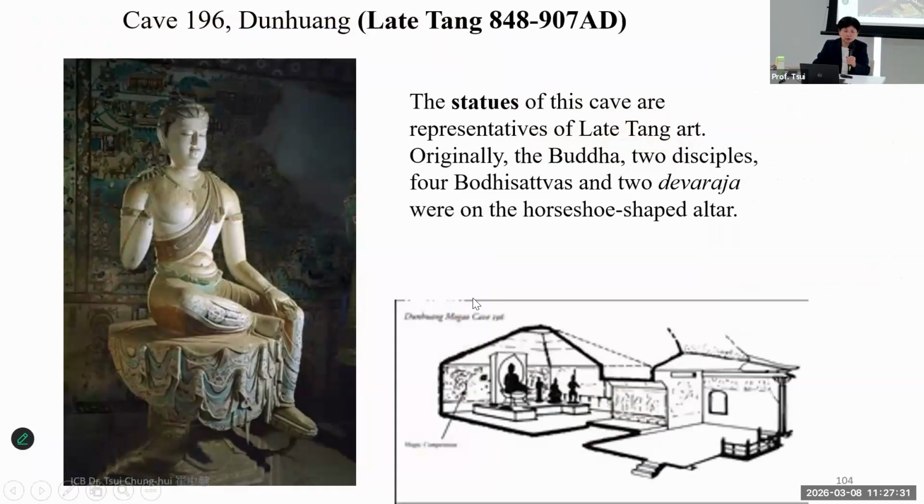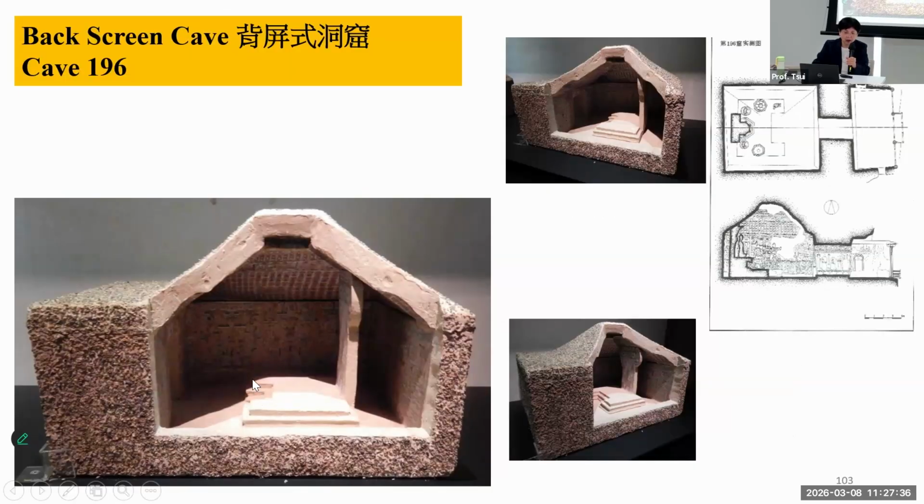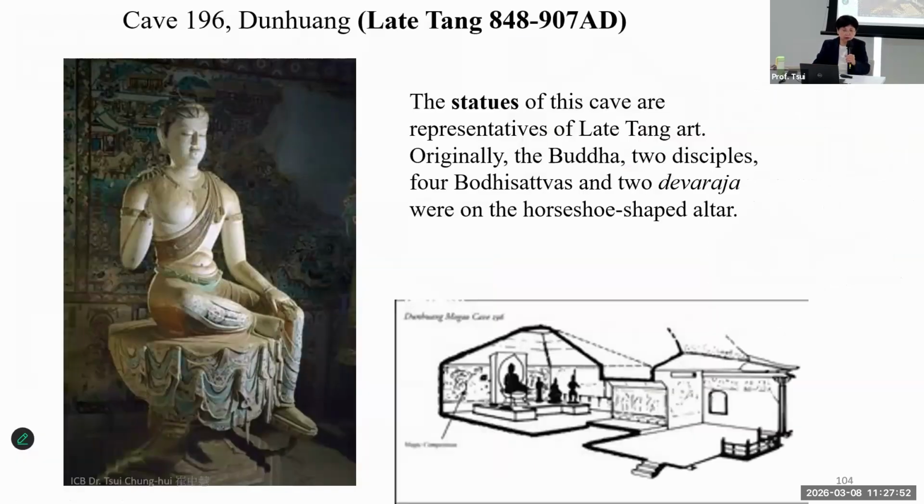There were also sculptures enshrined on the platform. So the platform is another type of shrine. It was also used for worshiping. It was originally enshrined with a group of Buddhist sculptures. So this is one of the very beautiful sculptures from cave 196.